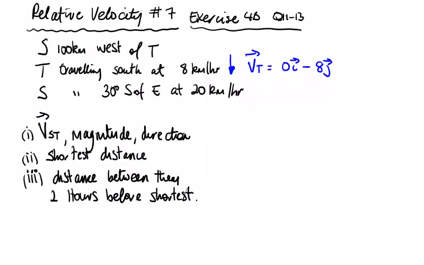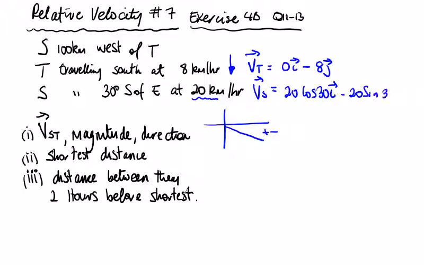The speedboat is traveling at 20 kilometers an hour, 30 degrees south of east. So we're going in a positive, negative direction. The velocity of the speedboat is 20 cos 30 in the i direction, minus 20 sin 30 in the j direction. That gives 20 by root 3 over 2, so 10 root 3 in the i direction, minus 20 by a half, minus 10 in the j direction.